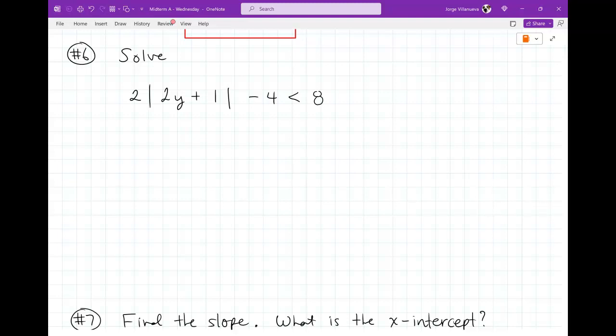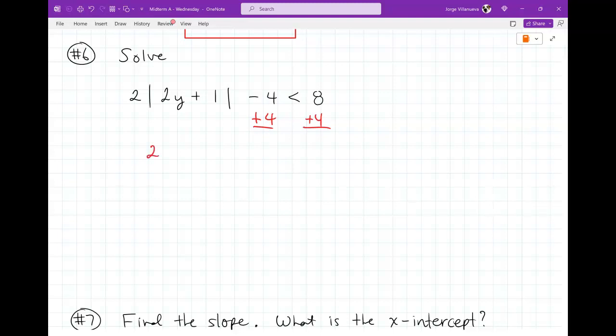So you are going to see something similar to this. If you're thinking, well, that's a hard one, maybe there's an easier one. Like, no, this is kind of what it's going to look like. Okay, I'm not making you guys do stuff that you're not going to see. So same thing like we did with the equal one. We're going to get the absolute value all by itself. So I'm going to add 4 to both sides first.